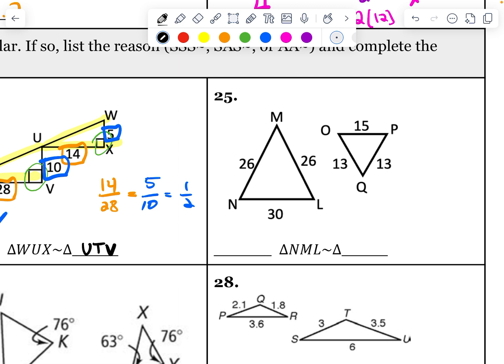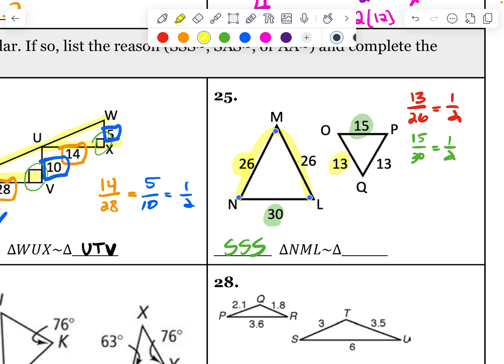All right, let's check all these proportions and see if they reduce to the same thing. Looking like they will. So the 13 and the 26 go together. Doesn't matter which one. And the 15 and the 30 go together. Well, 13 over 26 is 1/2. 15 over 30 is 1/2. So yes, this is going to be side, side, side similarity. And N, L, all right, is going to go with what?